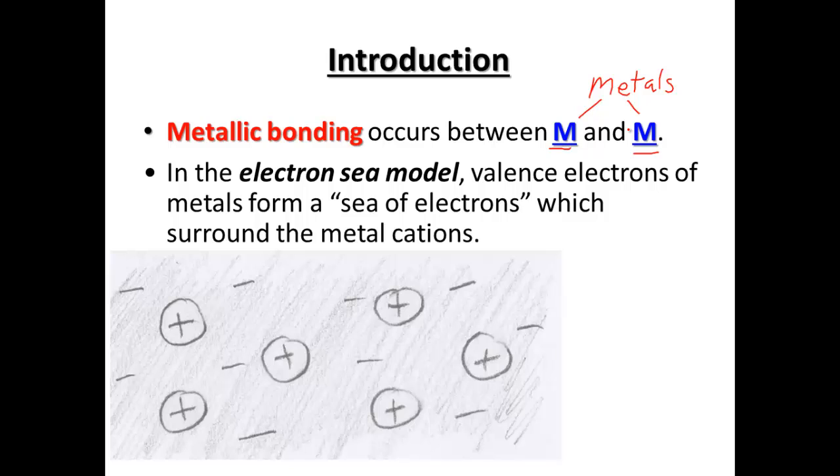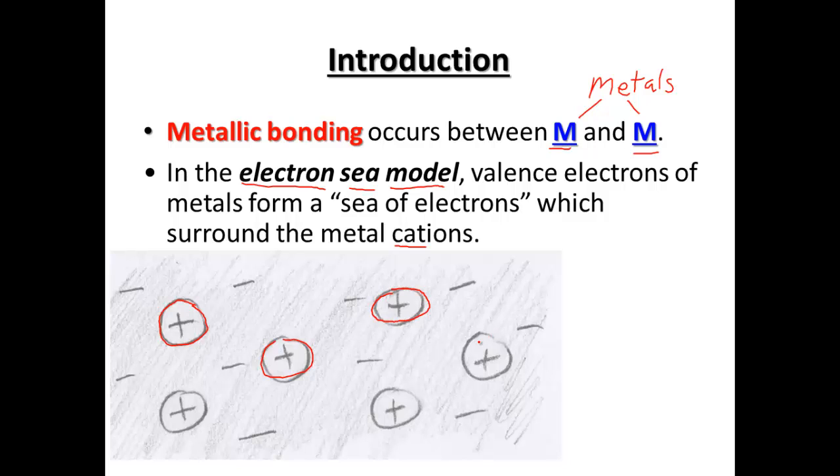And how we're going to look at metallic bonding, instead of giving and taking electrons, we're going to look at what's called the electron sea. The electron sea model is that the valence electrons for metals form a sea of electrons which surrounds the metal cation. Remember, cations, cats are positive. So our nucleus is the positive portion of each atom.